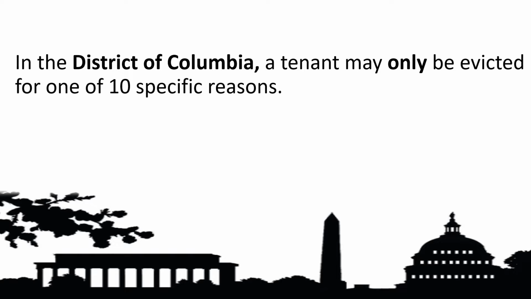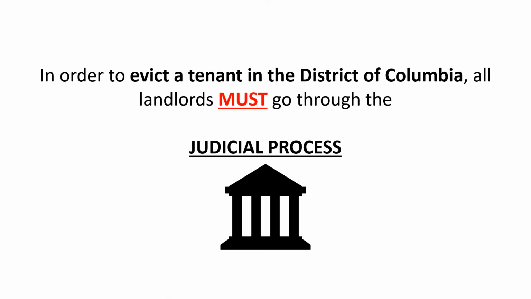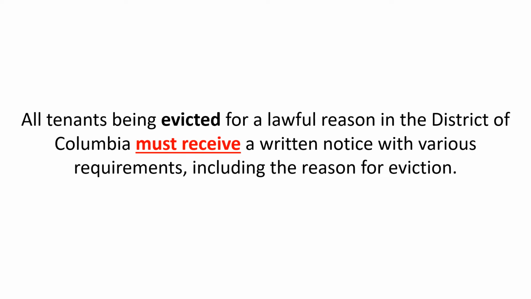In the District of Columbia, a tenant may be evicted for one of 10 specific reasons. In order to evict a tenant in the District of Columbia, all landlords must go through the judicial process. All tenants being evicted for a lawful reason in the District of Columbia must receive a written notice with various requirements, including the reason for eviction.